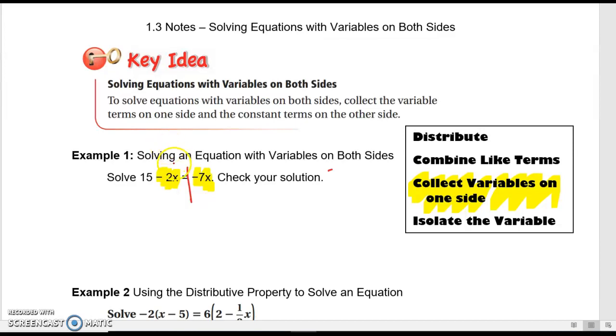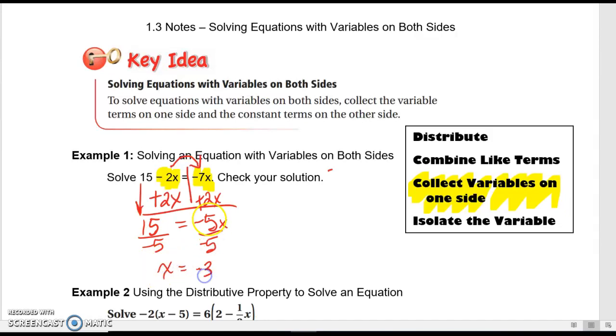So since our constant is on the left, we want to try to move the 2x over to the right. Since we're subtracting 2x, our inverse operation would be to add 2x on both sides of our equation. You're going to drop down the 15 because it's still there. And following your integer rule, negative 7x plus 2x is negative 5x. And then we'll divide both sides of our equation by negative 5, leaving us with x equals negative 3. Okay, so remember these 5's cancel. A positive divided by a negative is a negative.